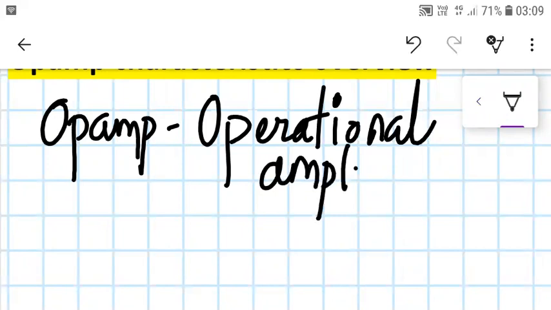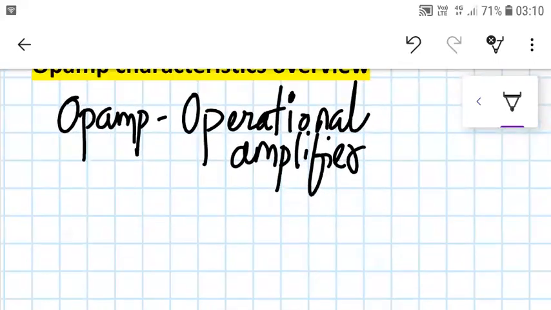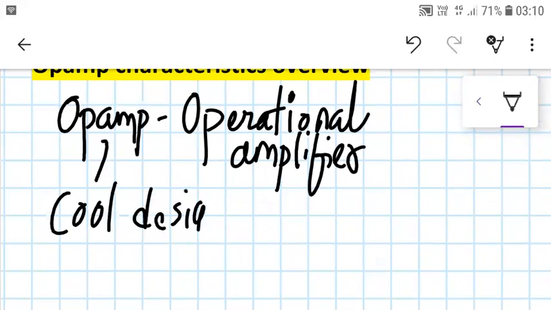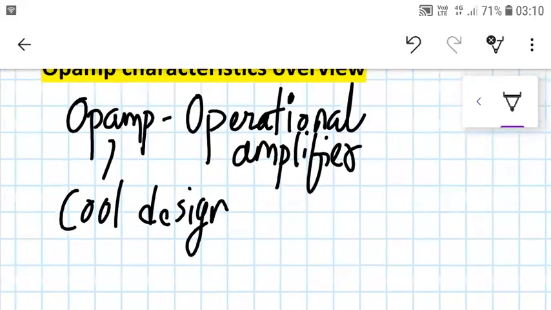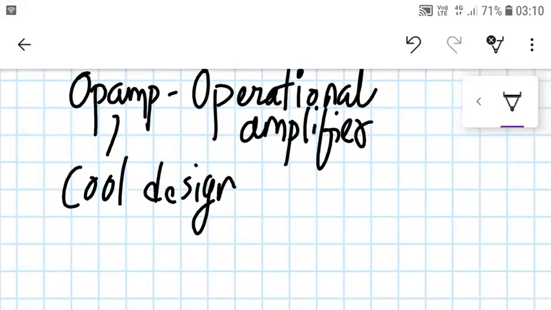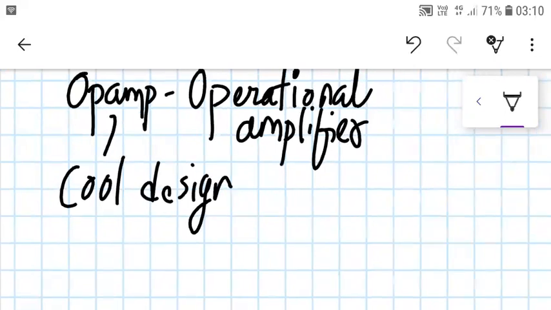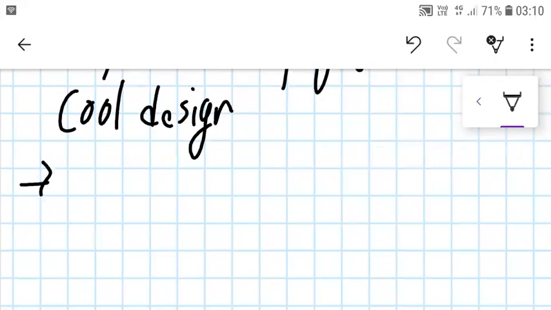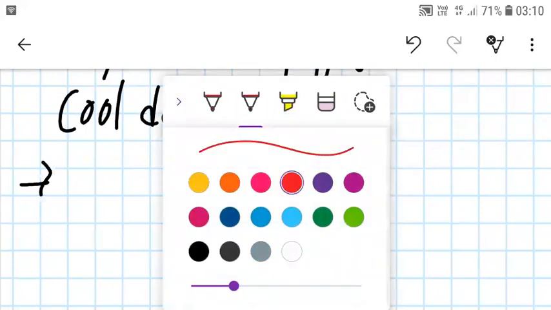The name is operational amplifier due to the fact that it can perform all the mathematical operations like addition, subtraction, multiplication, integration, differentiation. So that's why the name operational amplifier. It's really a cool device because using Opamp you can build many useful circuits, and it's a workhorse of the analog industry, mostly used there. So now let us understand what we mean by the word Opamp abstraction.